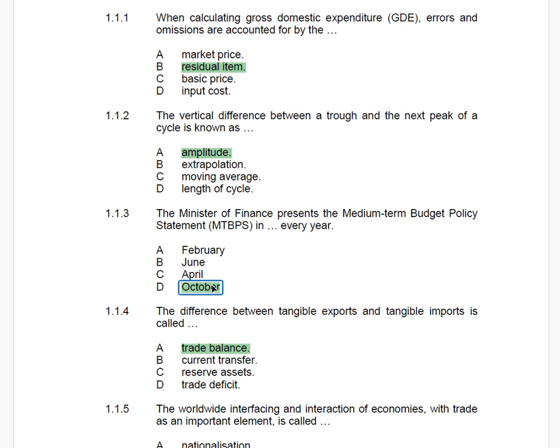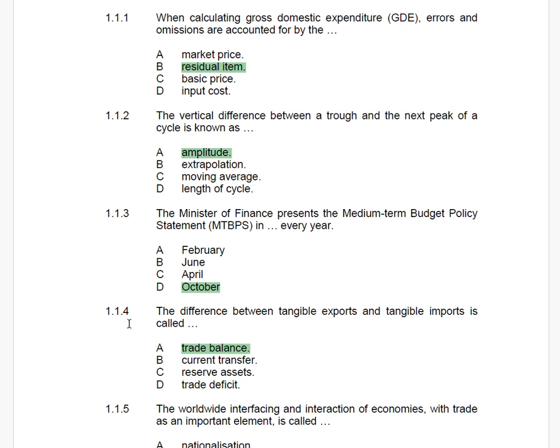Your teacher would have told you before you write the exam that the MTBPS is presented in October, and last year it was presented on the 30th of October 2024. You would have known that before you went and wrote the paper. It is important for you to remember that the Medium-Term Budget Policy Statement is presented in the month of October, and we made an example to say that on the 30th of October 2024 it was presented last year.